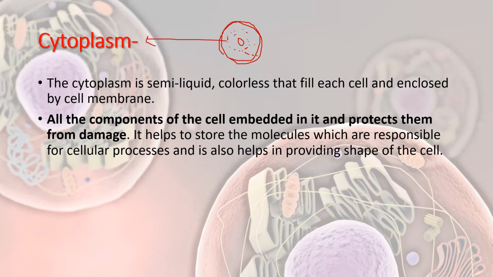All the cell organelles or components of the cell are embedded in it, and it provides protection from damage. It provides cushion to them, thereby protecting them from any kind of damage. It helps to store the molecules which are responsible for cellular processes and also helps in providing shape to the cell.